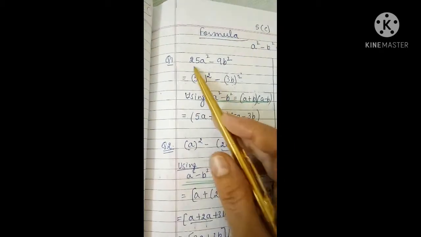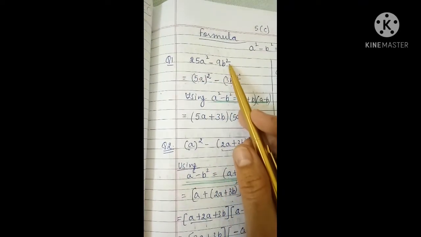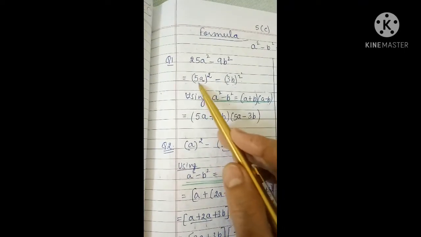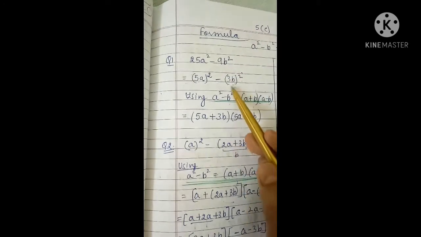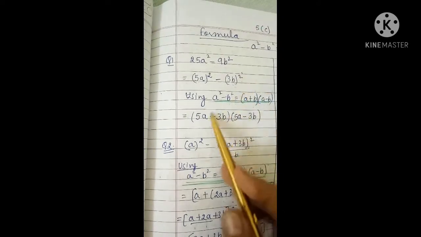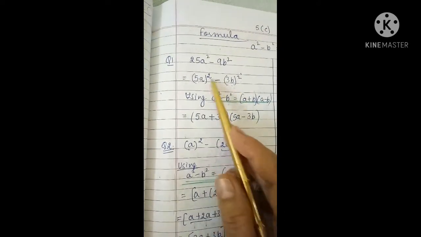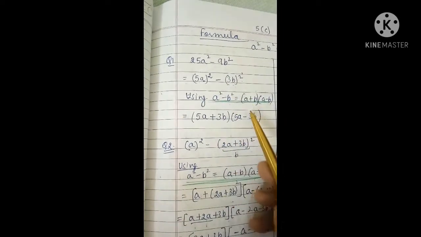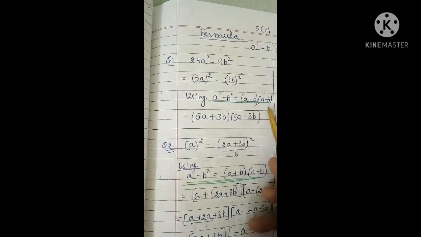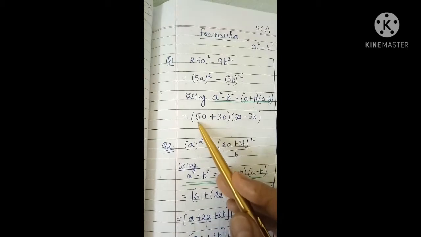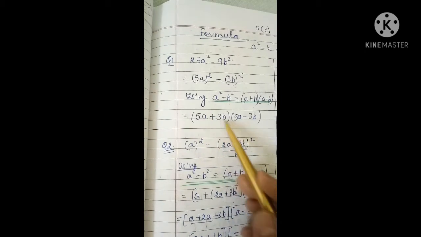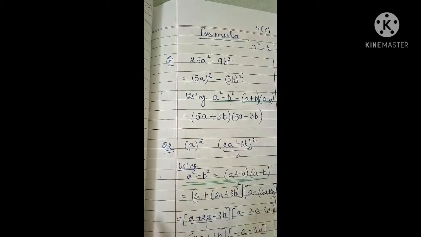First question is 25a square minus 9b square. So 25 we can write 5a whole square, and this term we can write 3b whole square. We can apply the formula again, a square minus b square. So here it is a plus b, a minus b. So it is 5a plus 3b, 5a minus 3b.